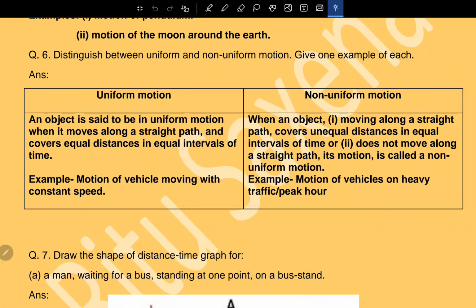Whereas non-uniform motion is when an object moving along a straight path covers unequal distances in equal intervals of time, or does not move along a straight path. Its motion is called non-uniform motion. So the motion of a vehicle in heavy traffic during peak hours can be considered as non-uniform motion.